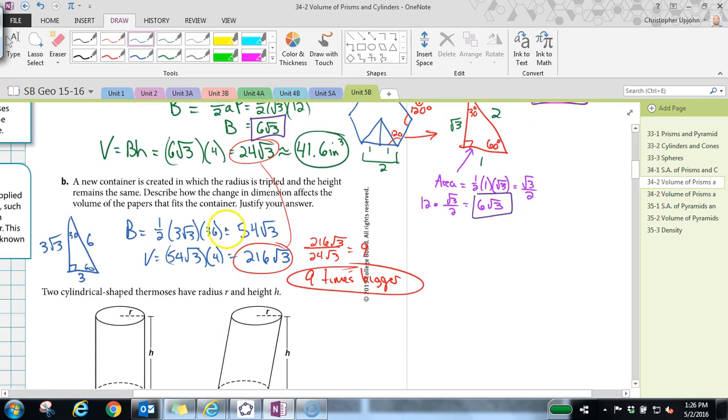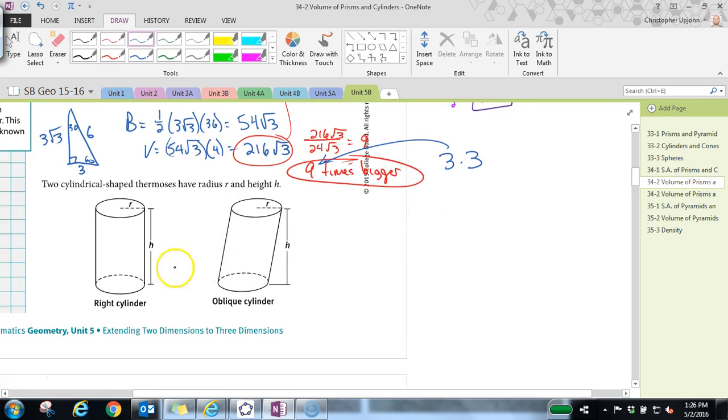Letter B, if we change the radius and triple it, what happens to everything else? Well, our radius now is 6 instead of 2. That means all the other measurements of this triangle triple. So if we're using 1/2 the apothem times the perimeter, instead of root 3, it's 3 root 3. Instead of 12, it's 36. Multiply that out, we get 54 root 3. Our height is still 4, so we multiply that, 216 root 3. If we want to see how much it changed, we divide those two, and it's 9, so we got 9 times bigger. Because we changed 2 dimensions, 3 times 3 gives us our 9 times bigger.